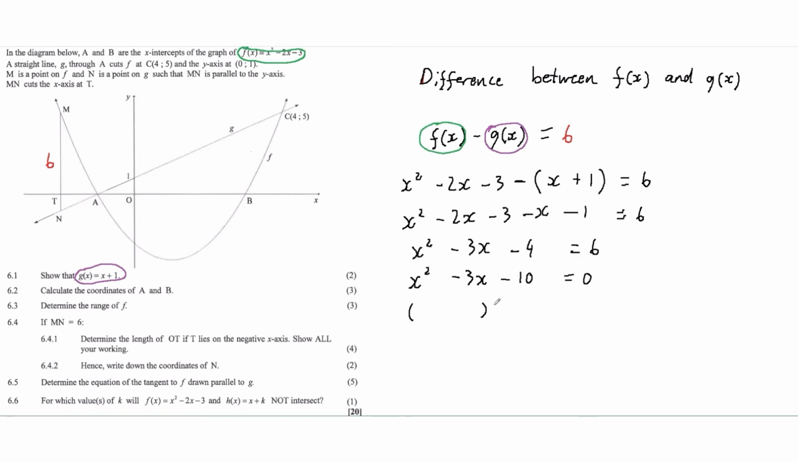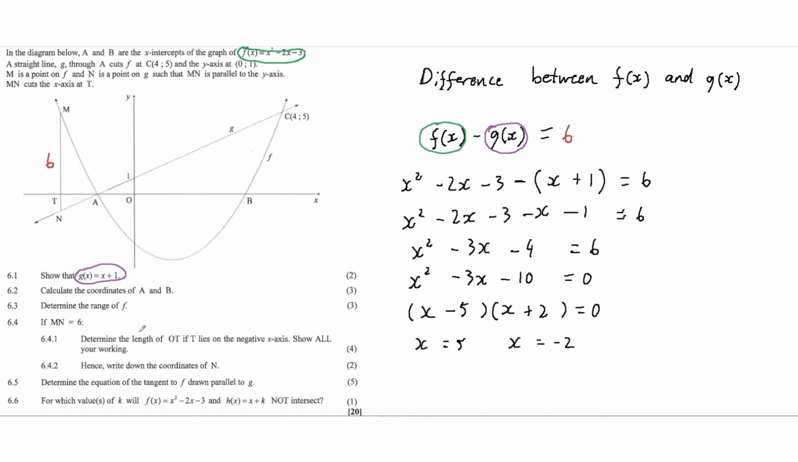And then we want to factorize this. So we're going to have two brackets, x and x, and the factors of negative 10 that if we add them together give us negative 3 are negative 5 and positive 2. And then if we solve for x, we end up with x equals 5 and x equals negative 2.